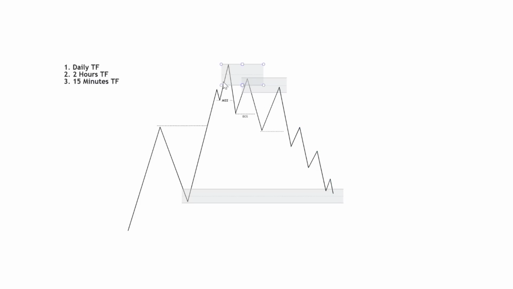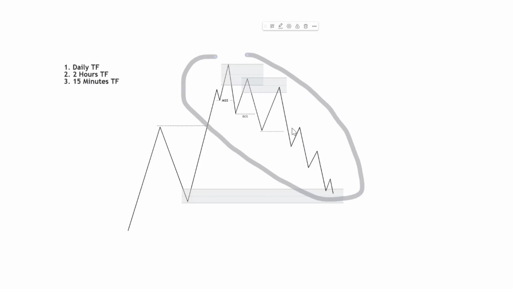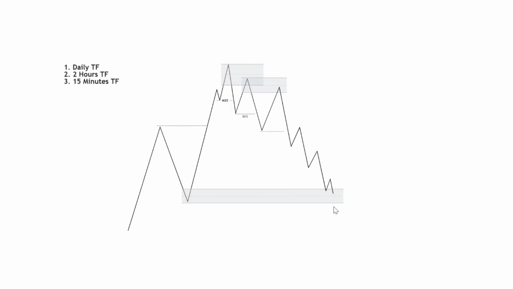This is, remember, your 2 hours time frame structure. But if you go to the higher time frame, what you're going to notice is that this is actually one leg of price. Looking at the 2 hours time frame, you're going to see that price was returning to your zone correctively.